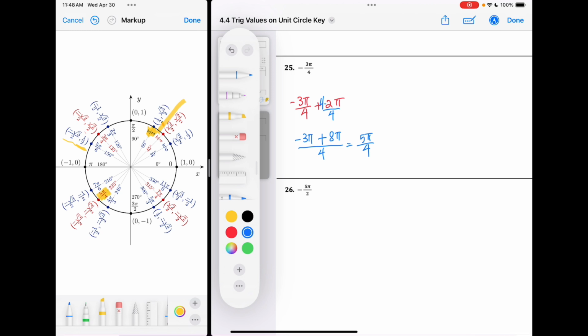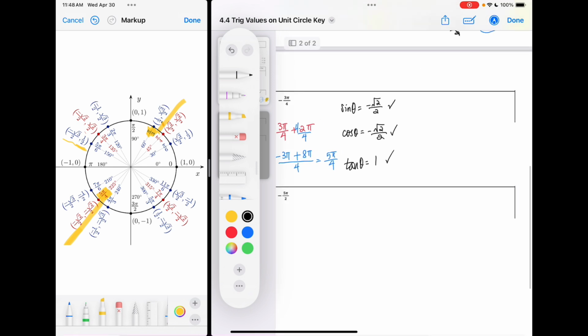Do you see 5 pi over 4? Yes, indeed. 5 pi over 4 is right here. So here we go. So sine of 5 pi over 4 is equal to negative square root 2 over 2. That is correct. And cosine is also equal to negative square root 2 over 2. That's correct. And my tangent. Now remember, tangent is equal to sine over cosine because they're exactly the same thing. So that will be 1.